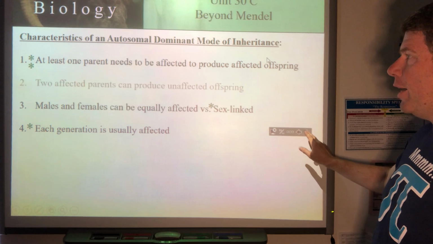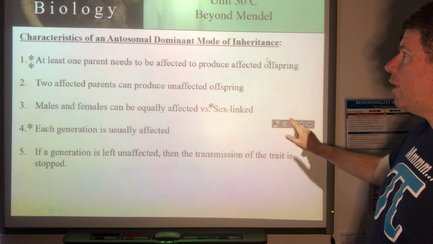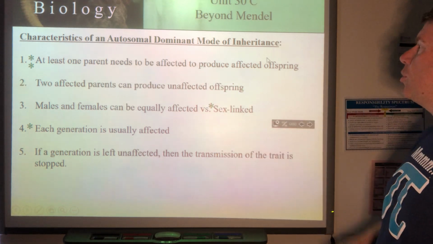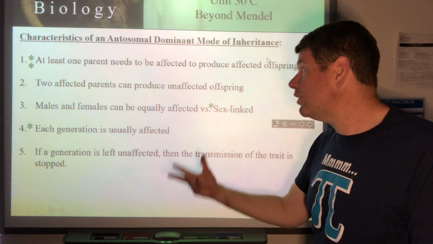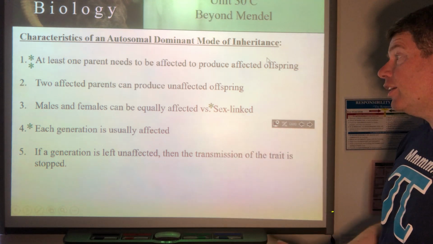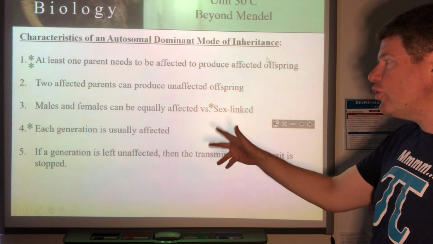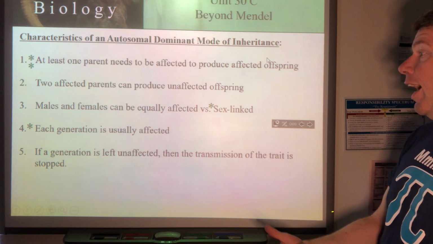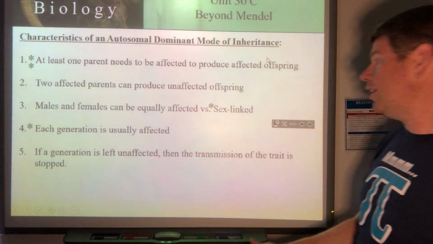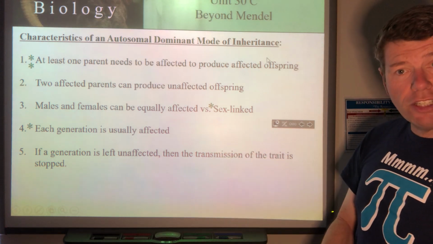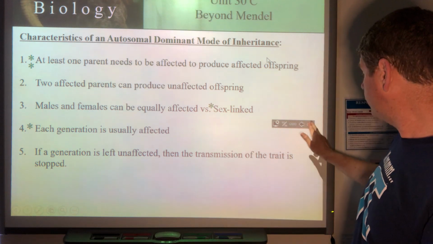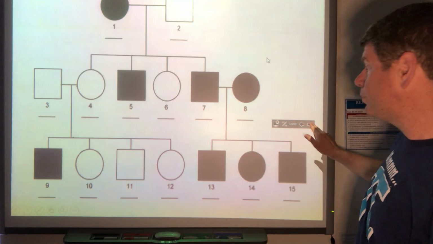Here are the reminders or the points to look at. At least one parent is affected to produce affected offspring. 2 affected parents can produce an unaffected offspring. Males and females are fairly equally affected. Each generation is usually affected. And if a generation is left unaffected, then the transmission of the trait is usually stopped in that family line. We don't see it further down.